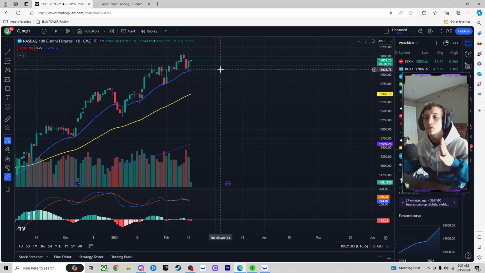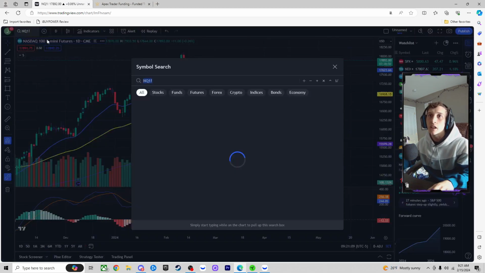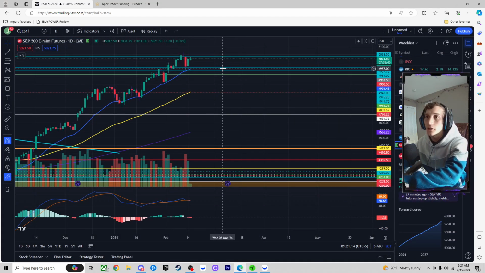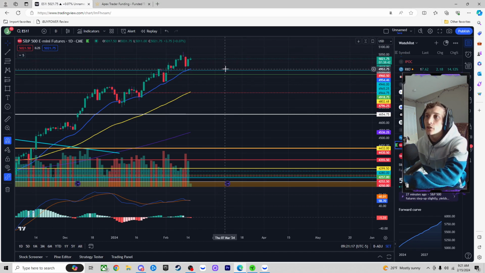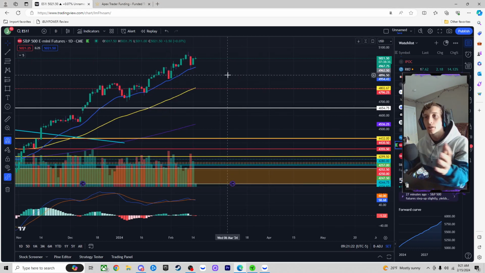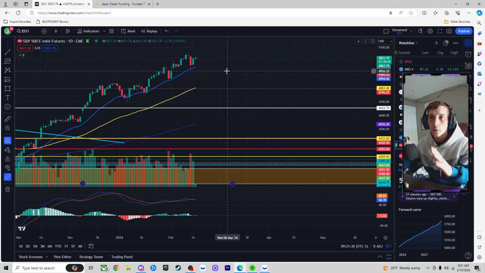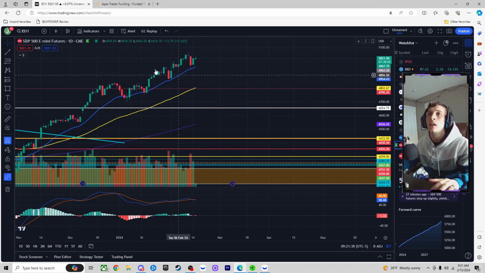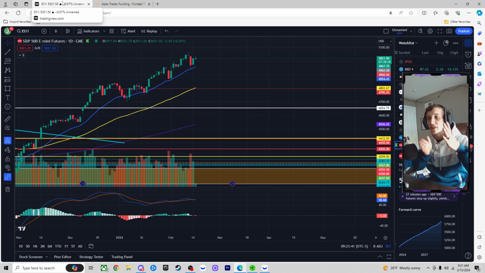So NQ is equal to QQQ, whereas the future for SPY is going to be ES. You'll see a lot of people talking about, oh, I was trading ES today. ES is the future of SPY. Just to put it in layman's terms, NQ is equal to QQQ, and ES is equal to SPY. Now that we got that clear, they move the exact same. Any strategy that you'd normally use works the exact same on these, because it's the same thing. So that covers the basic end of it here.